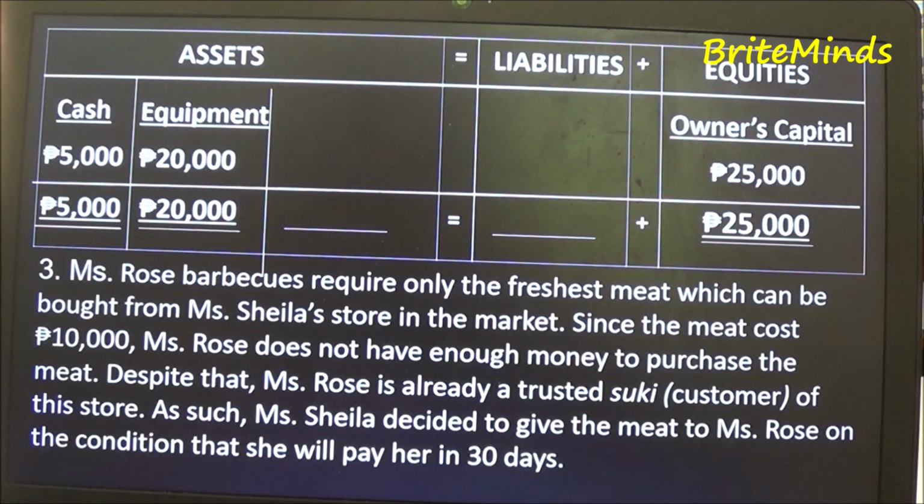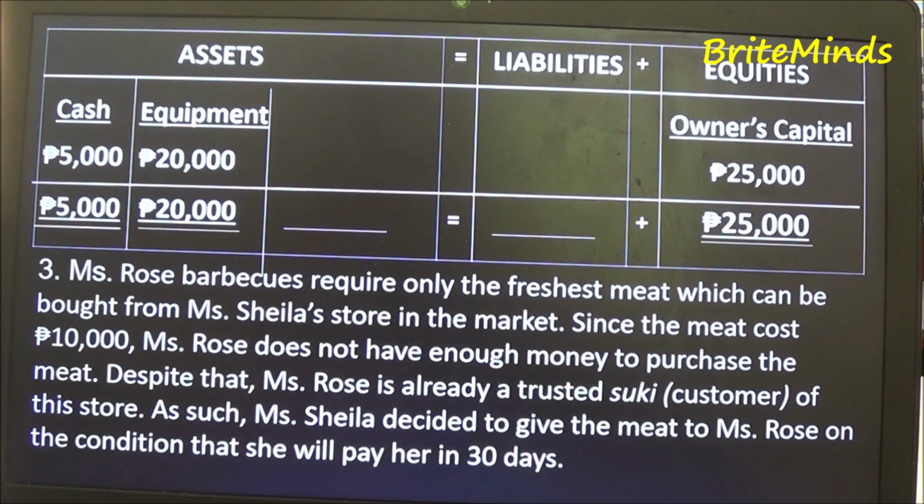So what are the pieces of information that we can find in the transaction? The meat costs 10,000 pesos, and unfortunately Miss Rose does not have enough money to purchase the meat. So what she did was purchase the meat on account or credit, and she promised Miss Sheila to pay her in 30 days. So according to our transaction, what will be the accounts that will be affected in our accounting equation?